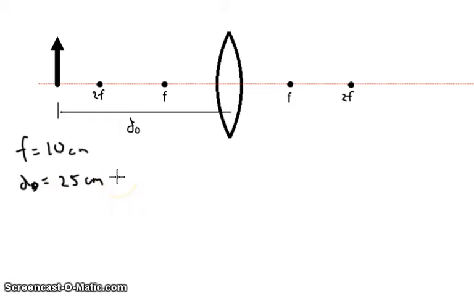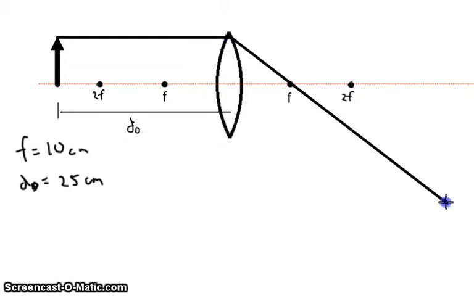Those numbers aren't terribly important for this particular video, but they'll be important in the next one where we actually use those numbers to numerically figure out where our image is going to be formed. On this one, though, of course, we're just going to use our rays. So here we go. We take our first ray, always goes in parallel to the optical axis, and then it's going to come out, because it's a converging lens, through that focal point.